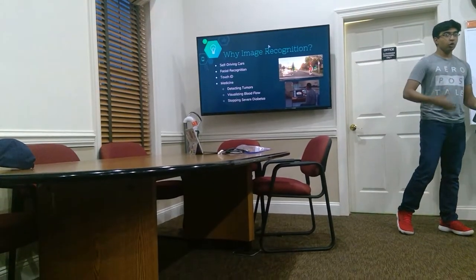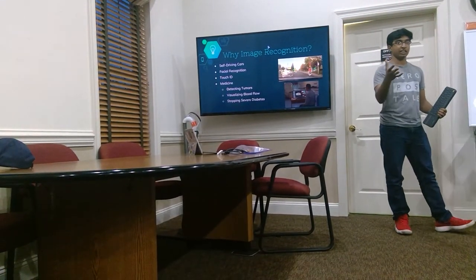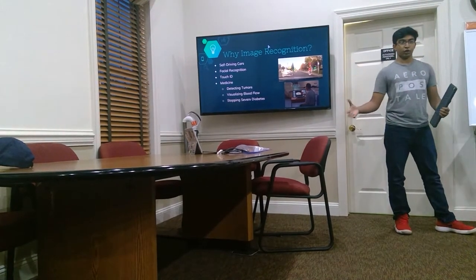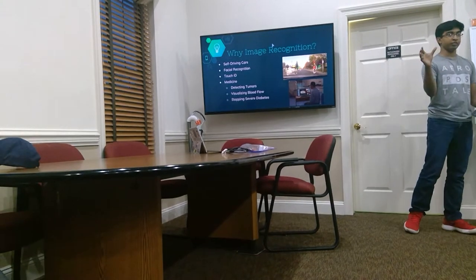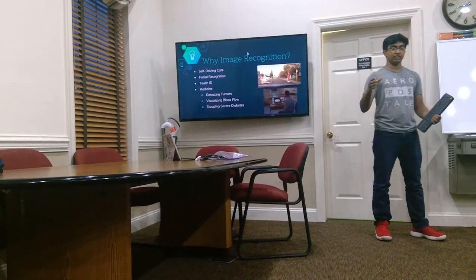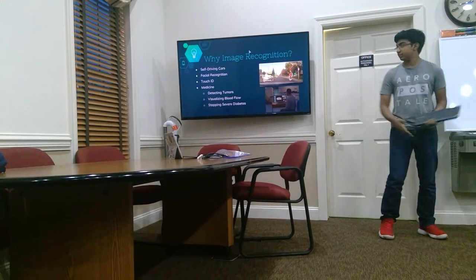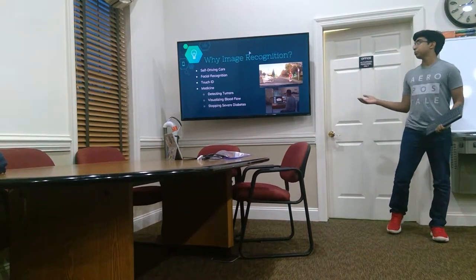Image recognition is a concept where you take an image and identify that image as being a dog or a cat, or whatever type of image it is. Or you could take two groups of images and classify one image as either a dog or a cat, any sort of stuff like that. So why is this important?